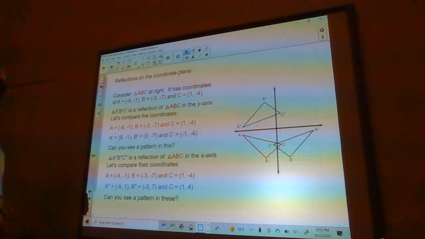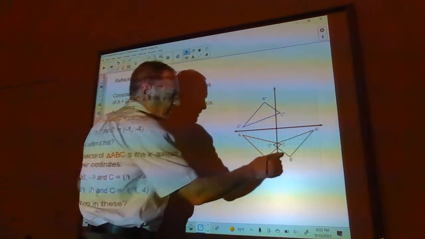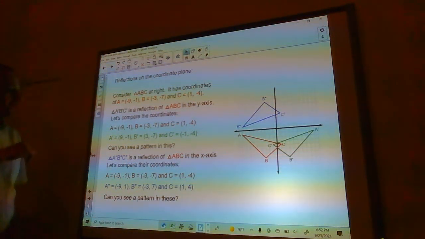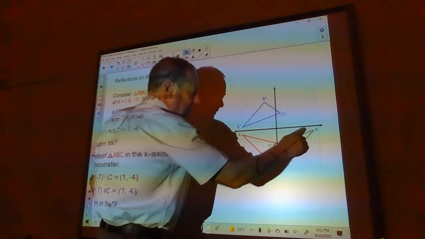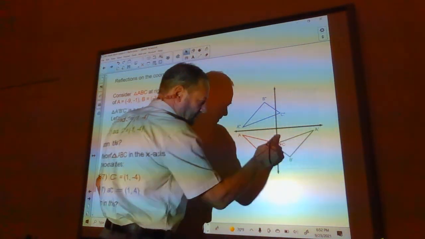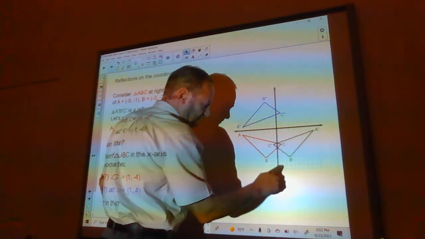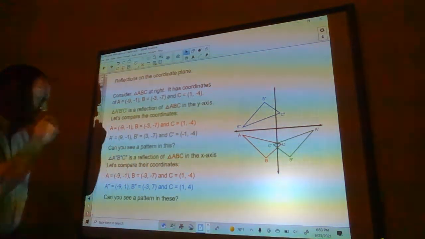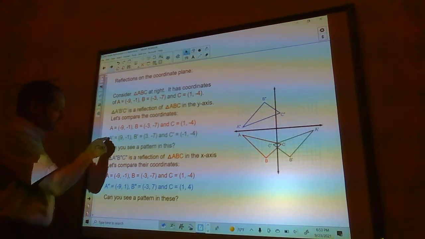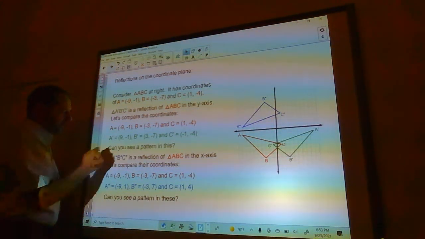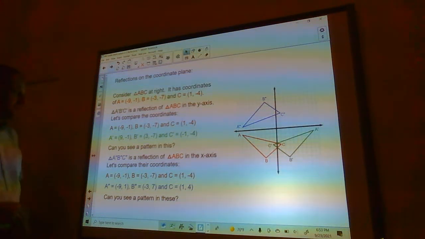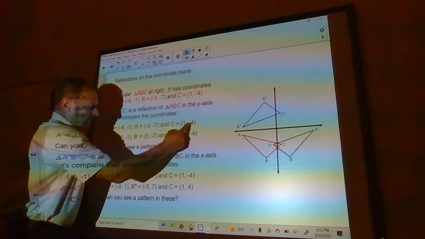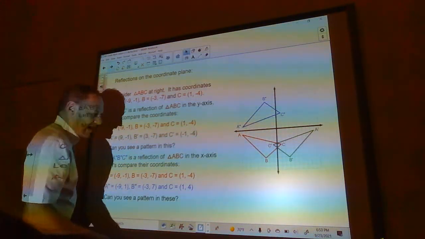Triangle A prime, B prime, C prime. That's the green one. Okay. Now, look at the coordinates. So the coordinates here are 9, -1, 1, -4, and 3, -7. So here are your coordinates for A, and here are your coordinates for A prime. Now, do you see a pattern in this? Well, there is a pattern. The Y coordinates are all the same, but the X coordinates are the opposite.